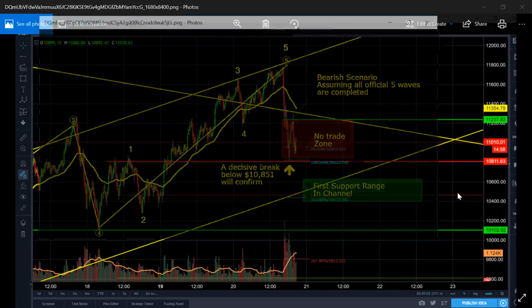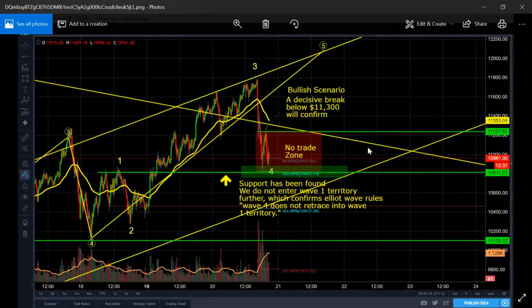And then we have the bullish scenario as well. In these cases, we basically wait for confirmation. The bullish scenario is that these are now waves 1, 2, and we just finished 3, and we're waiting for the 4th wave to finish, right? The support has been found, and we do not enter wave 1 territory, which confirms the Elliott wave rule that wave 4 does not retrace into wave 1 territory. So then a decisive break above 11,300, not this one, I'll correct this, above 11,300 right here will confirm an uptrend. It will confirm that we are going to be starting a 5th wave going up.